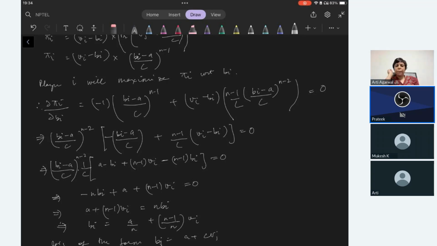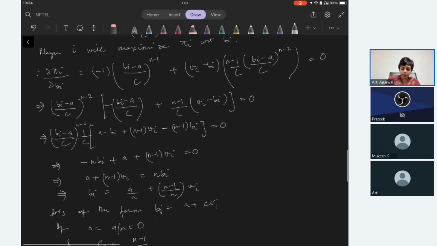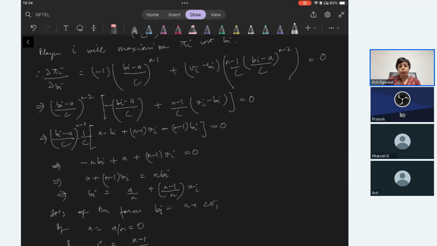Yeah. So one interpretation could be that the first expression equals 0. That's why the product is 0. Yes, that is one of the expressions. You mean this one, right? Where we have (Bi minus A by C) to the power n minus 2. That can be one equilibrium, but that is not the one which we are looking for in this particular question. So that's why I ignored it.